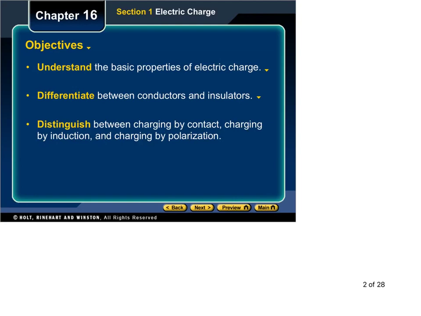We start into chapter 16, section 1, titled Electric Charge. As we complete this section, you will need to understand the basic properties of electric charge. You need to be able to differentiate between conductors and insulators and distinguish between charging by contact, charging by induction, and charging by polarization. In today's lesson, we're going to look just at the basic properties of electric charge.